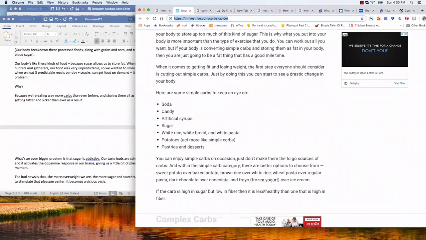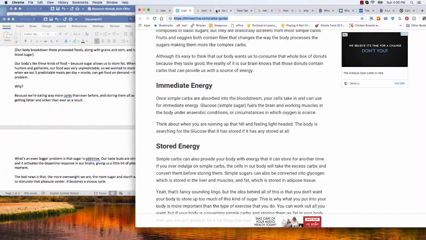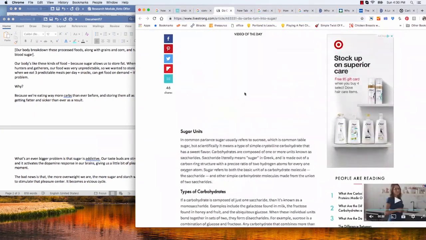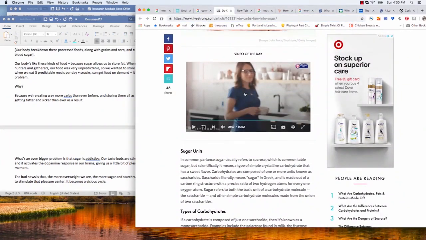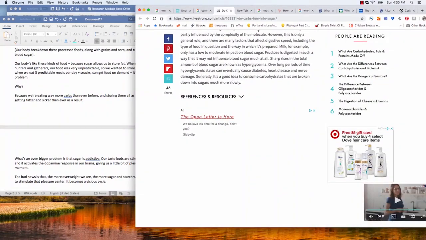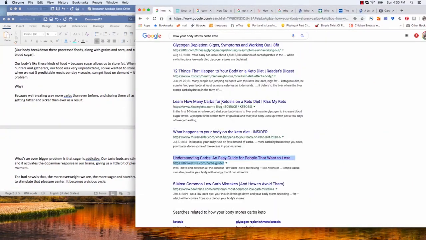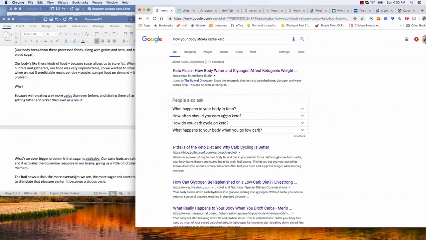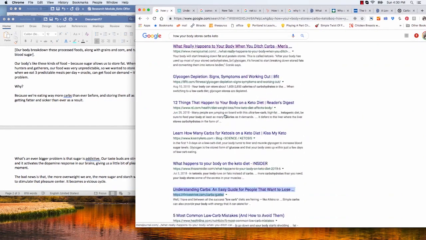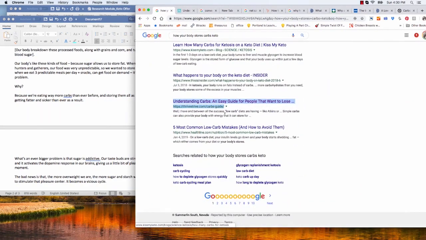I mean, the site sucks, but let's see if I can find another one. No, that one sucked too. I found a good one. I'll have to find it.